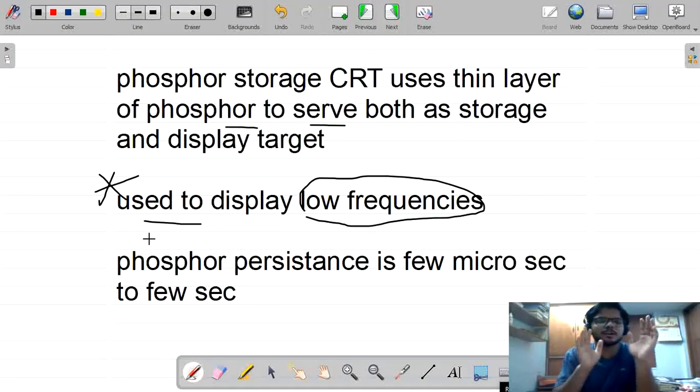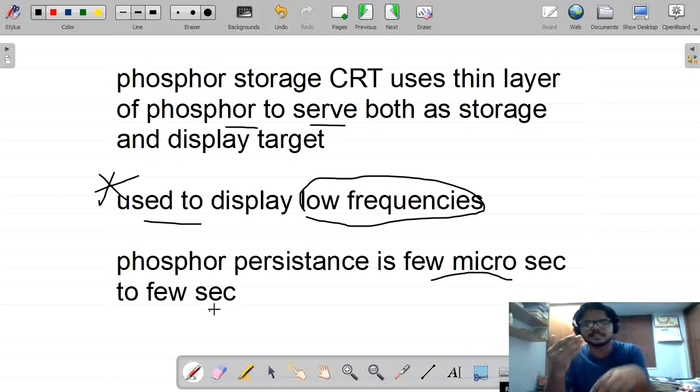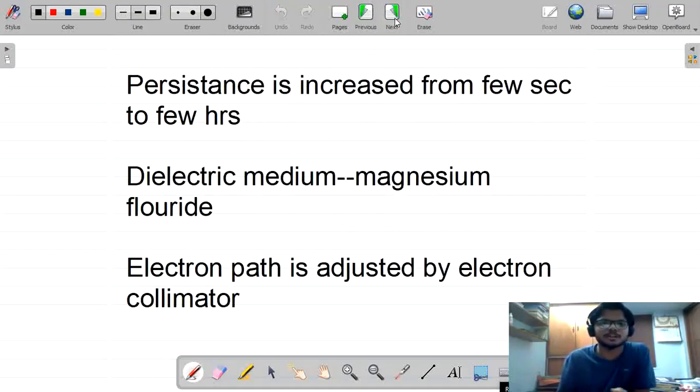In general, a normal oscilloscope has a persistence of a few microseconds to a few seconds only. Above that, we are unable to persist our signal on the CRO screen. But by using this technique, we can store or persist the signal for a few hours also. It is the specialty of this storage oscilloscope. Persistence is increased from a few seconds to a few hours. The dielectric material we generally use is magnesium fluoride.